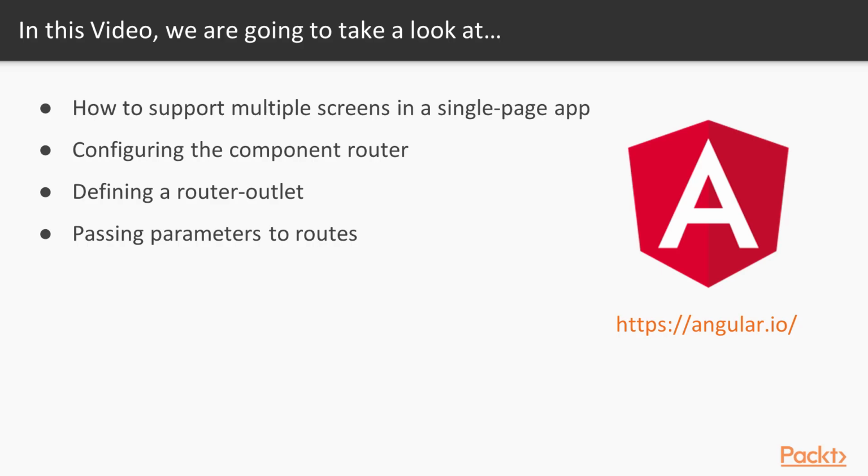First, we're going to see how to support multiple screens in a single page application. Then we're going to see how to configure the component router to make this happen. Then we'll take a look at how to use the router outlet to define where components get loaded. And finally, we'll see how to pass parameters to routes.